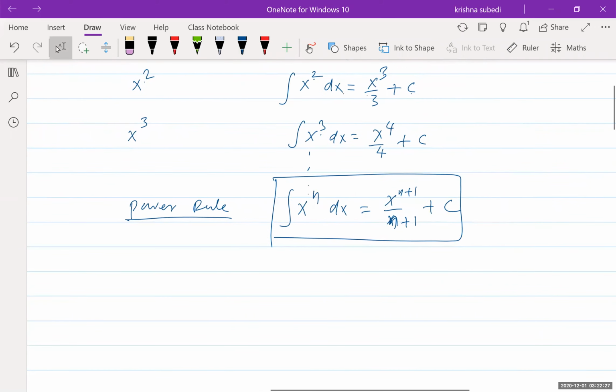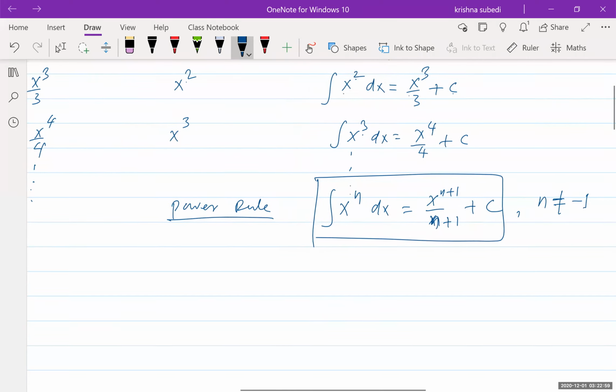And this power rule works for every value of n except one value, which is when n equals -1, it doesn't work. Okay guys, n equals -1, it doesn't work, because if n equals -1, then this bottom part will be 0. It means undefined, so it doesn't work. Now let's look at a few more questions.